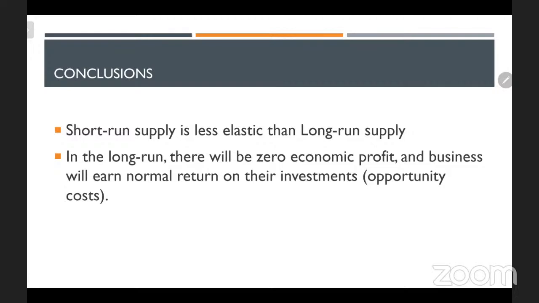Ito yung medyo tricky for many people kasi ano ibig sabihin na zero economic profit? Bakit magkakaroon ng zero economic profit? Bakit pa nag-engage kung hindi? Ang ibig lang sabihin nito, kasi in the long run, when profit is positive, it becomes an enticement for other suppliers to enter the market kasi nakikita lang ay kumikita yung industry. So every time a new supplier enters the market, supply rises, di ba?